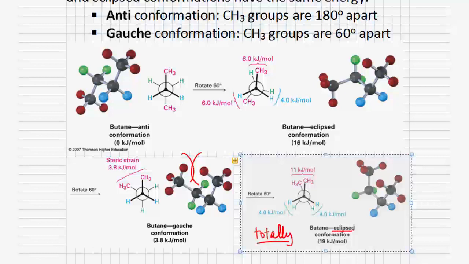Totally eclipsed, where I have now two methyl groups that want to be right in front of each other, and this is going to be a major problem. Methyl groups are very large, much larger than the hydrogens. So to have two of them right in front of each other in the structure will be very unfavorable. So this totally eclipsed is the worst of the arrangements. Anti is the best.